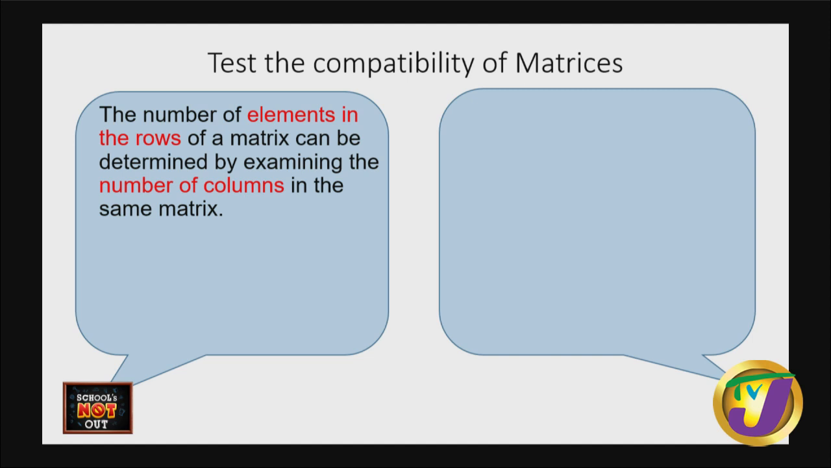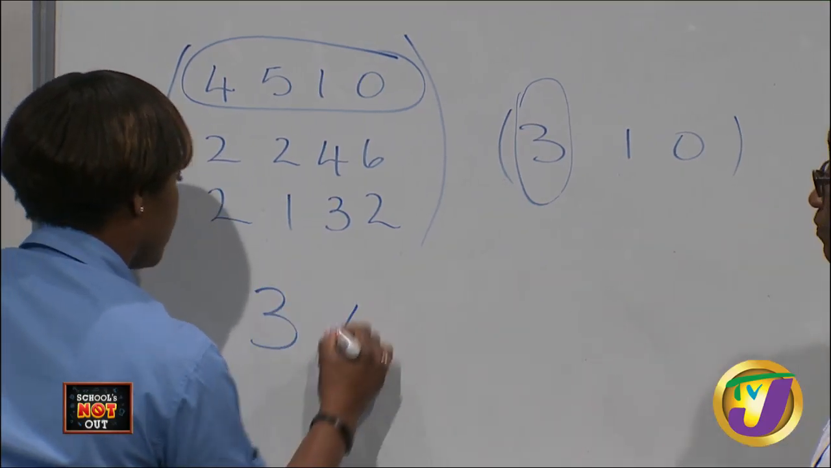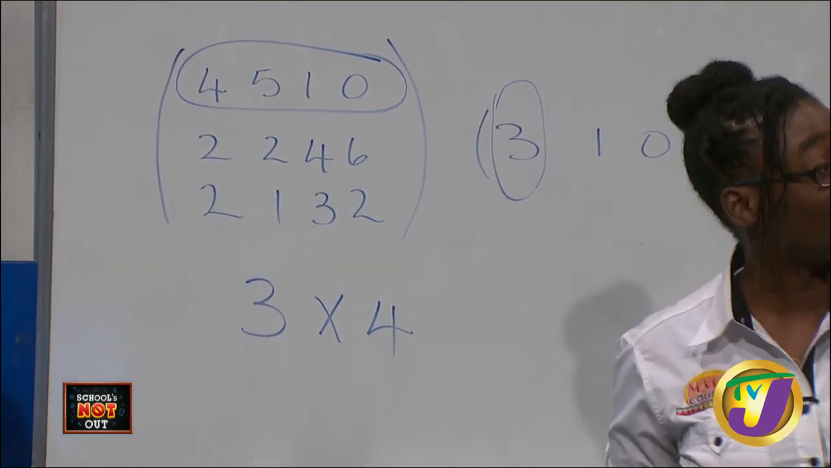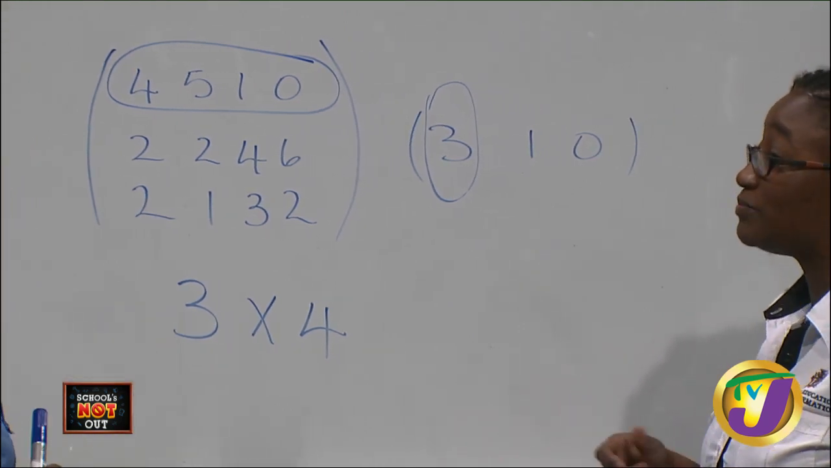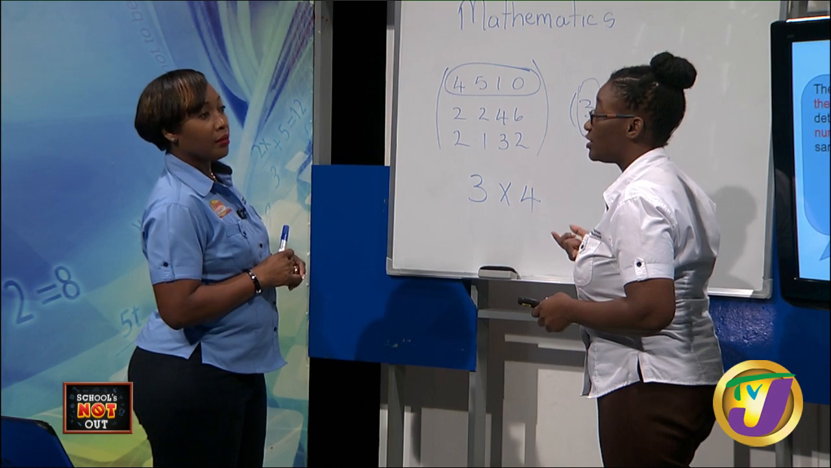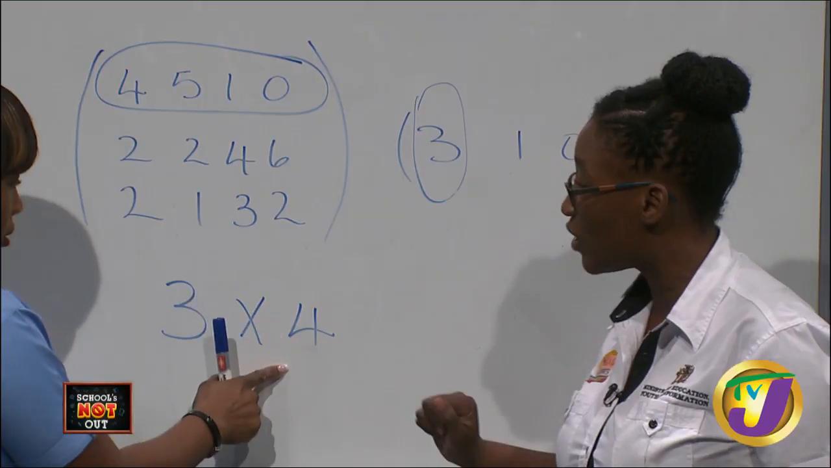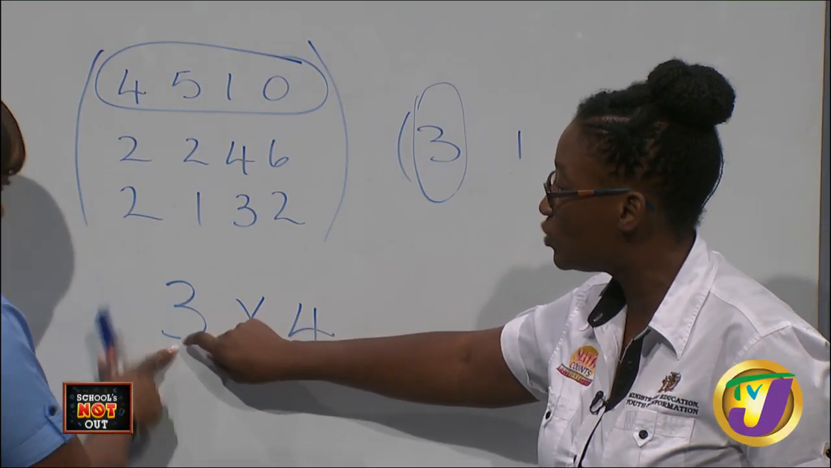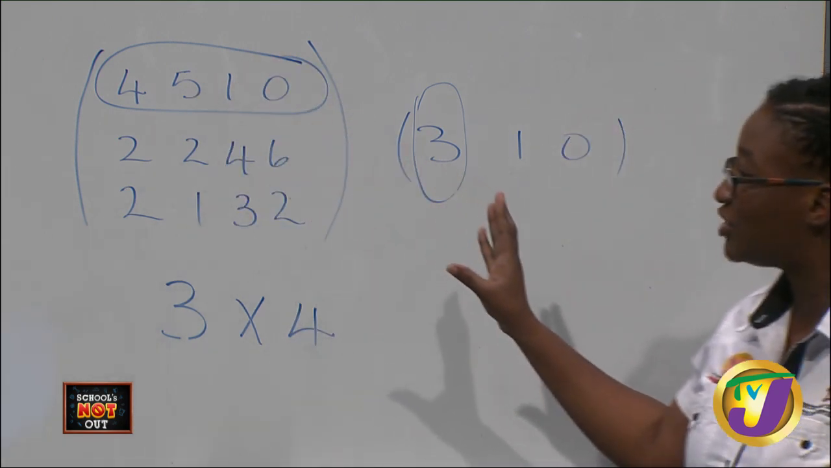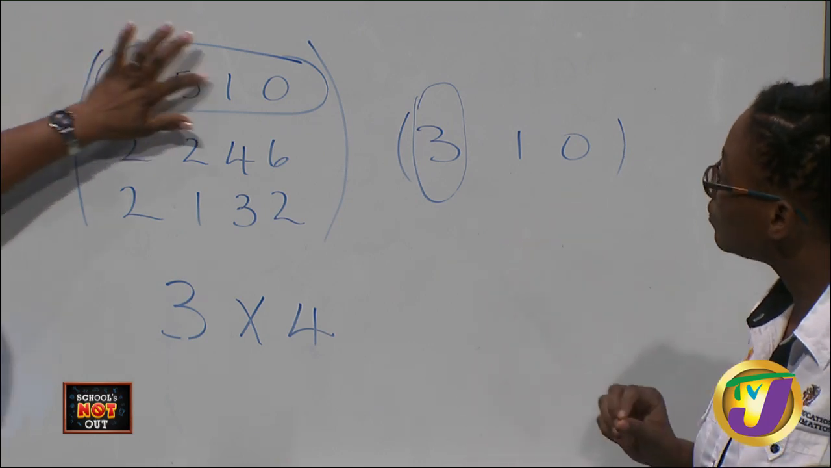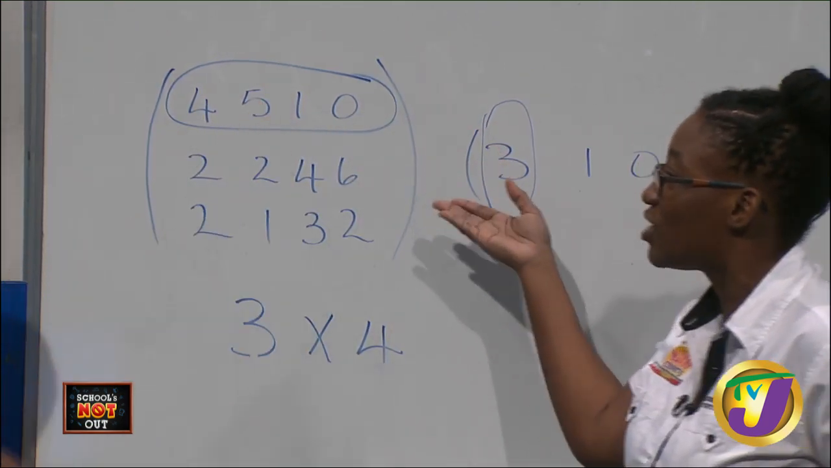Initially we had said that this is a 3 by 4. So what are you telling me? Based on what it says here, the number of elements in the row is determined by examining the number of columns. So if this is a 3 by 4, we're saying in each of these 3 rows we have 4 terms or 4 elements. Are we seeing that in the matrix? If we look at this row, 1, 2, 3, 4. And the number of terms coincides with how many columns there were. Definitely. Yes.